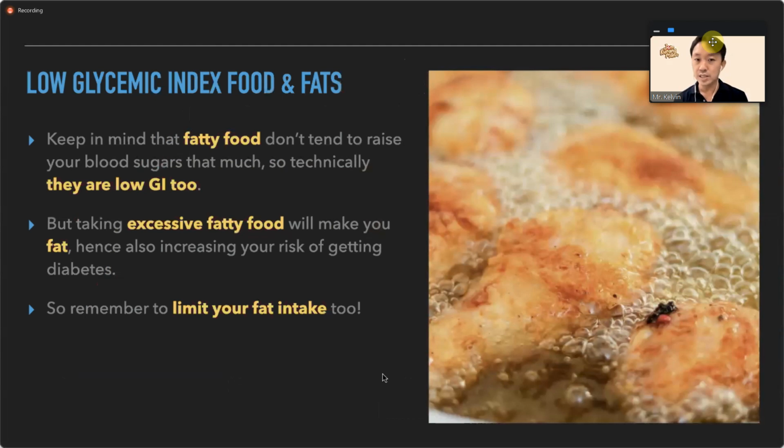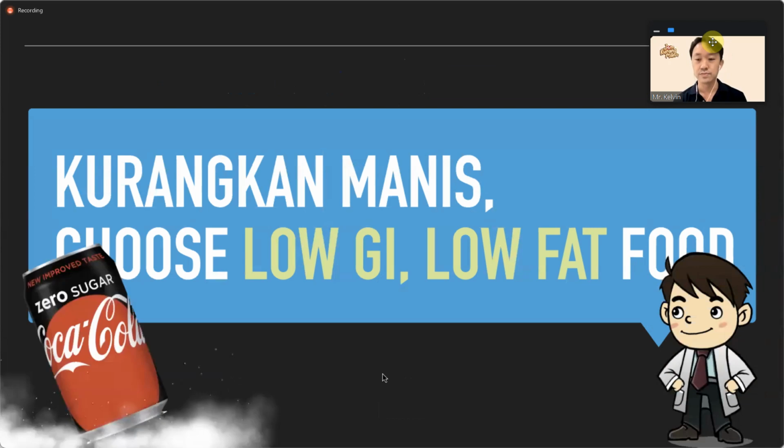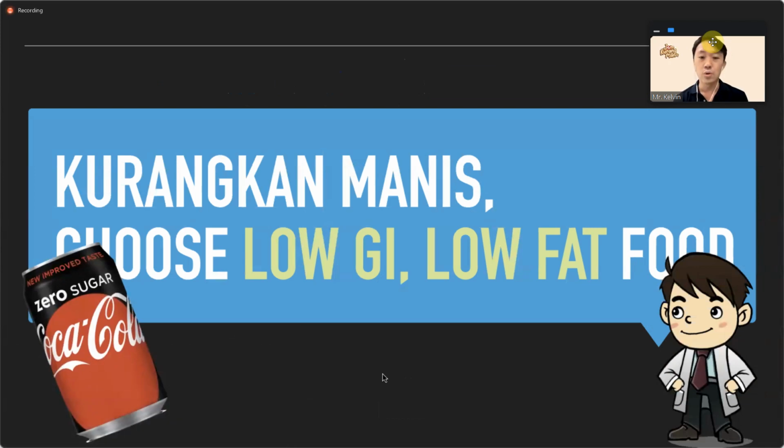Keep in mind that fatty food don't tend to raise your blood sugars that much, so technically they are low GI too. But taking excessive fatty food will make you fat, hence also increasing your risk of getting diabetes. So remember to limit your fat intake too. So the take-home message here is, kurangkan manis, choose lower glycemic index, low-fat food. Oh, by the way, there are Coca-Colas out there without sugar, so you can still enjoy your favorite drink without worrying about rising blood sugar levels.